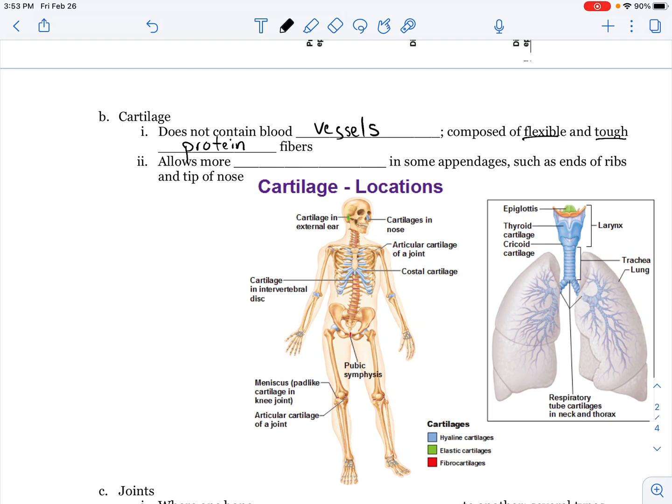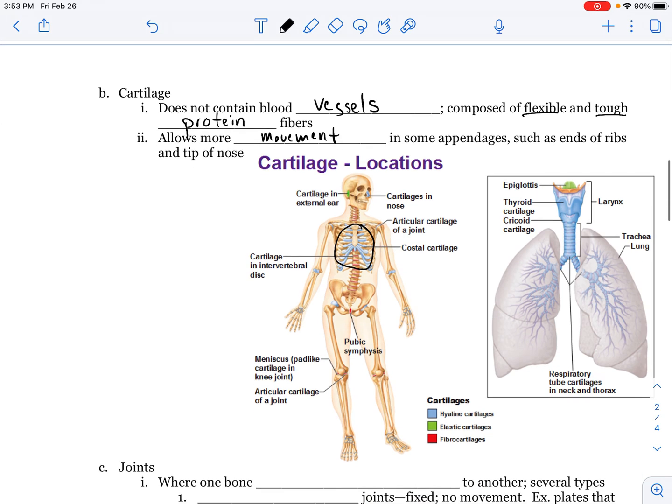Now, the benefit of cartilage is it allows for more movement in some appendages, such as the ribs, the tip of the nose, the ears, and where some of your bones meet, and also your respiratory system. If all of your ribs were solid bone, it would be pretty hard to breathe. So you have bone for strength, and you have cartilage that's not only tough, but also flexible to allow for a little bit more movement. Now, there's different kinds of cartilages, but you don't need to know the differences of them for this class.